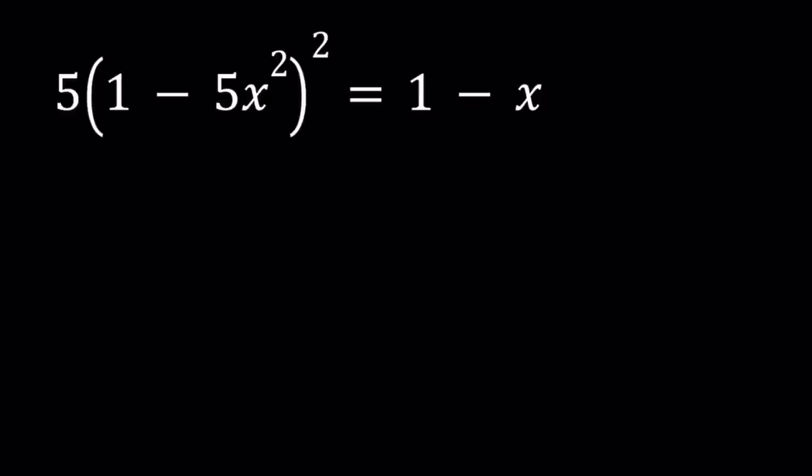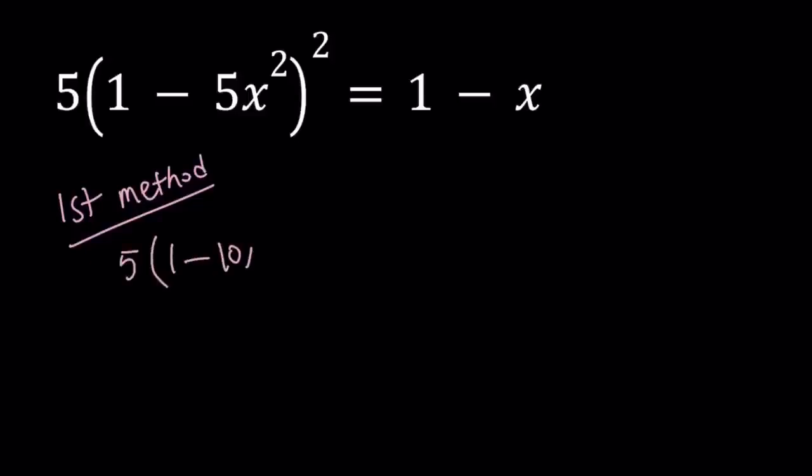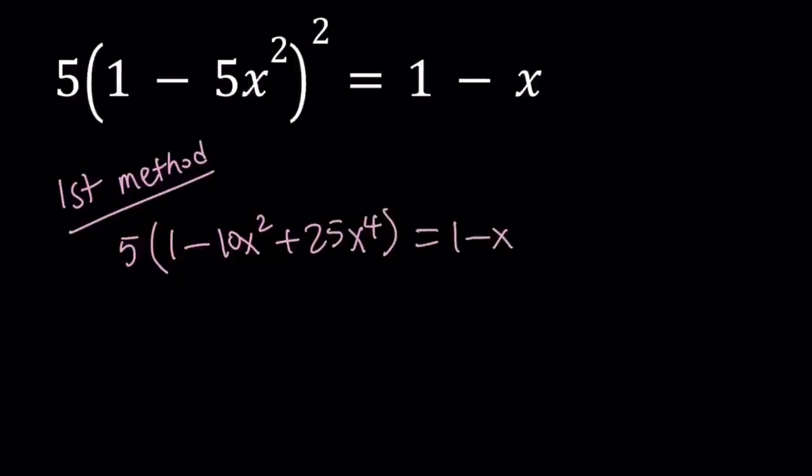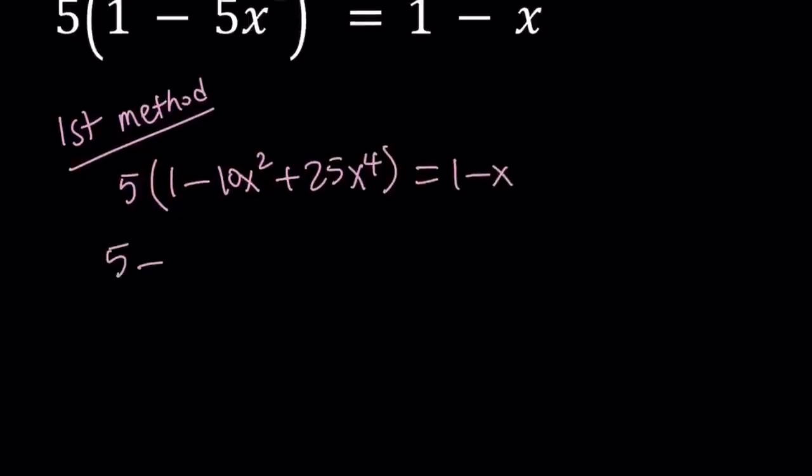So I'm going to be presenting two methods, and my first method involves expanding the left hand side. So we're going to square a difference, so that's going to be 1 minus 10x squared plus 25x to the fourth power. And then we can go ahead and distribute the 5: 5 minus 50x squared plus 125x to the fourth power equals 1 minus x.